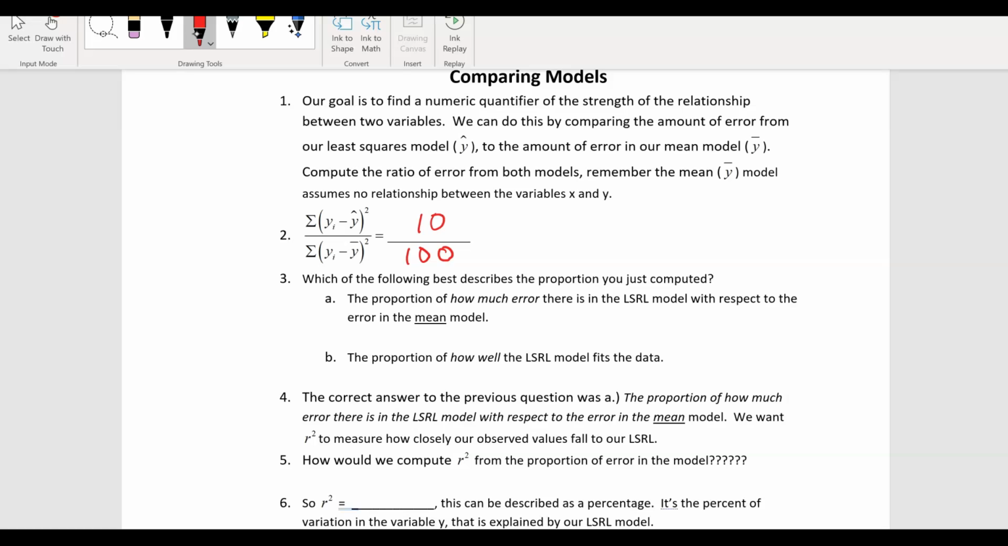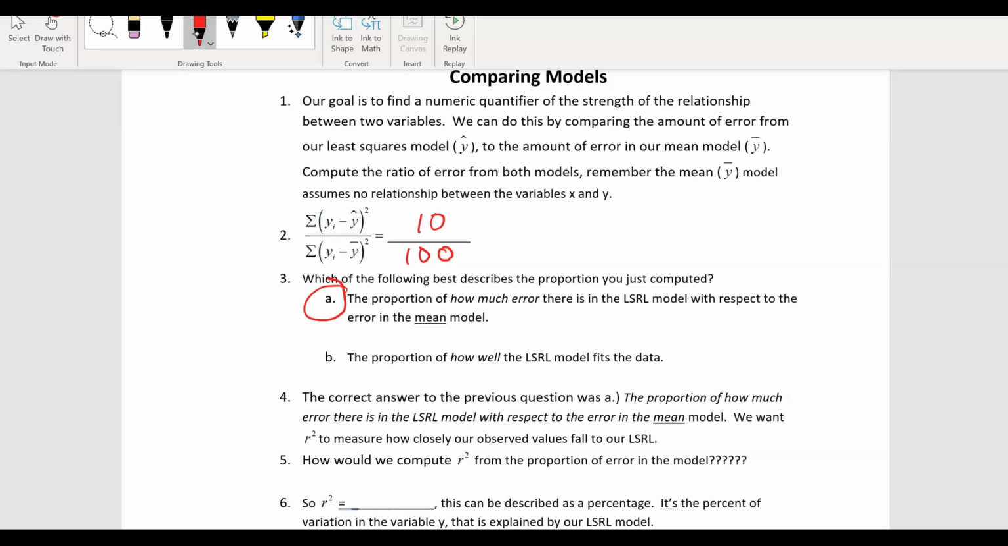If we completely ignored any behavior with the x coordinates, we get an error of 100 by using the mean. Okay, so which of the following best describes this proportion? The proportion of how much error there is in the least squares model with respect to the error in the mean model. It's exactly what that means.